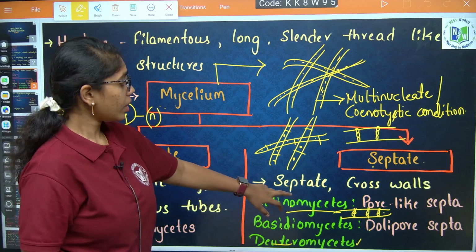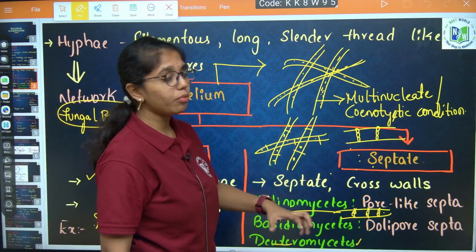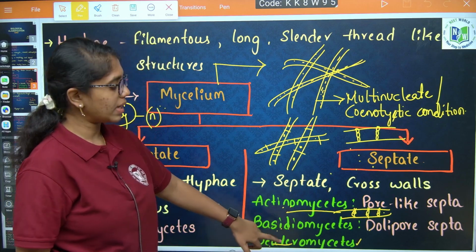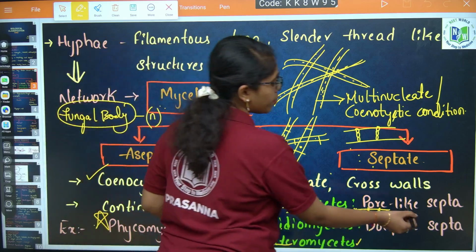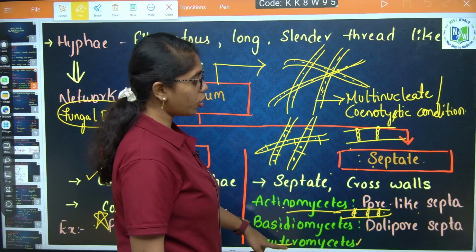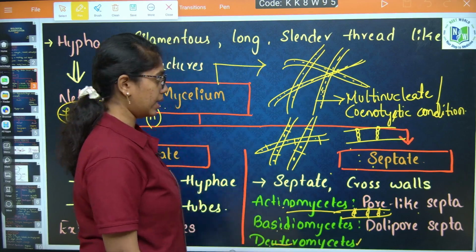Under septate mycelium, what are the classes we have? Ascomycetes, Basidiomycetes and Deuteromycetes. Ascomycetes have pore-like septa, Basidiomycetes have dolipore septa, and Deuteromycetes have septate mycelium.